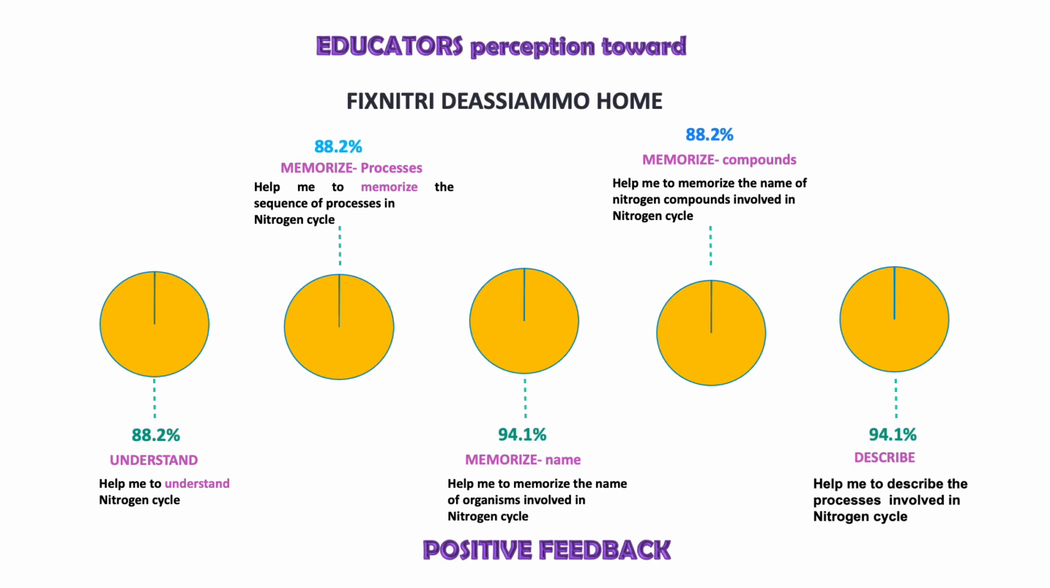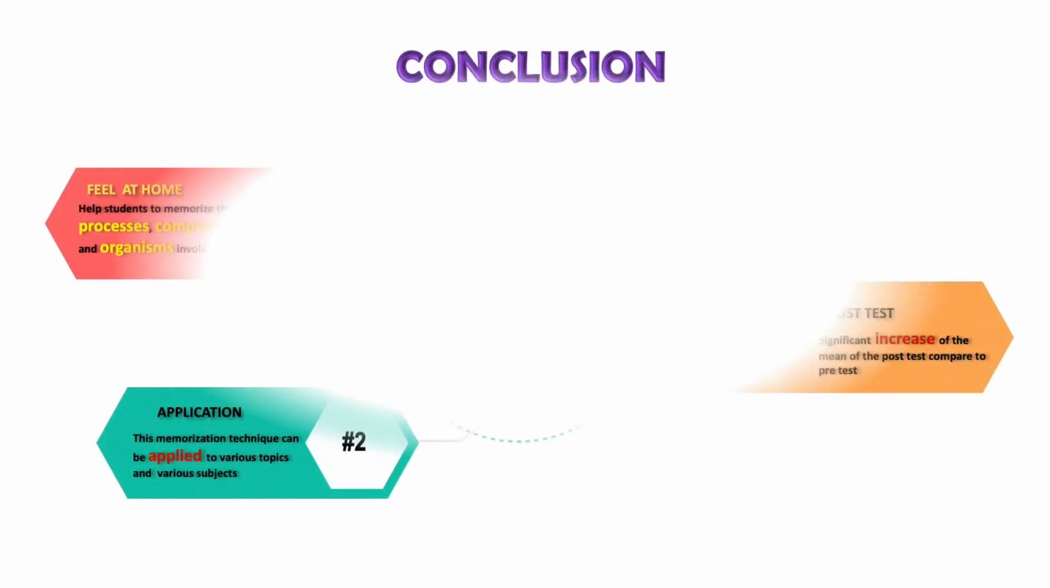88.2% agree that FixNitri DeAssiAmmo Home helps them to understand the nitrogen cycle, helps them to memorize the sequence of the processes, and helps them to memorize the nitrogen compounds in the nitrogen cycle. While 94.1% agree that FixNitri DeAssiAmmo Home helps them to memorize the names of the organisms and helps them to describe the processes involved in the nitrogen cycle.